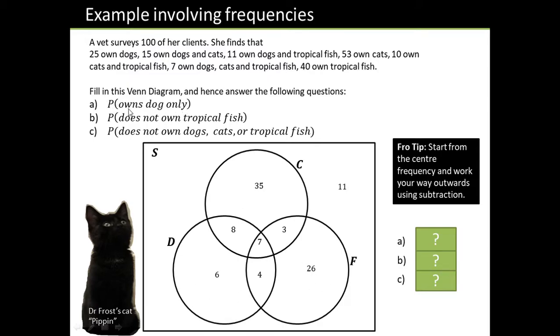The probability that someone owns only dogs, there are 6 of them out of 100. Does not own tropical fish, so people that don't own tropical fish is, well, we could have done that anyway, because 40 own tropical fish, that means 60 don't.